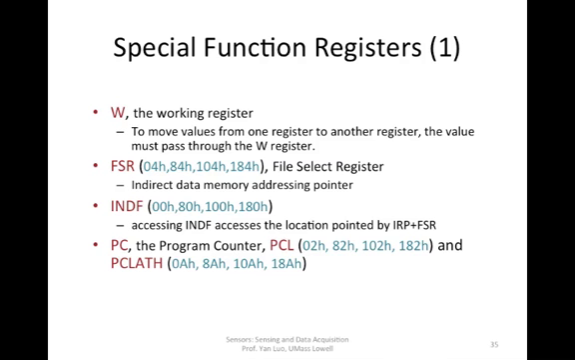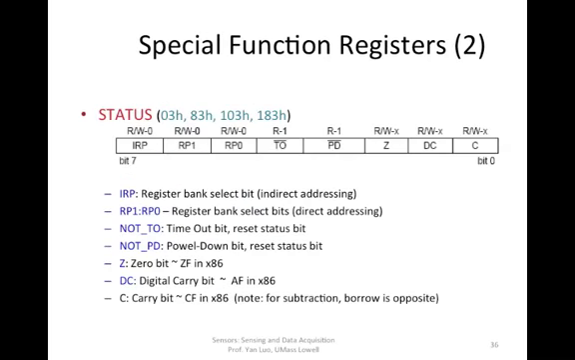We have a number of special function registers showing on this slide. W is the working register. It is used to move values from one register to another. FSR is the file select register. INDF is the indirect addressing register. And PC is the program counter. We've seen the status register.